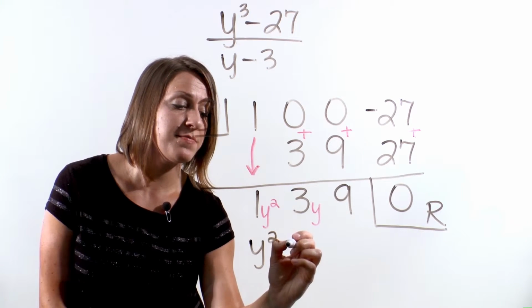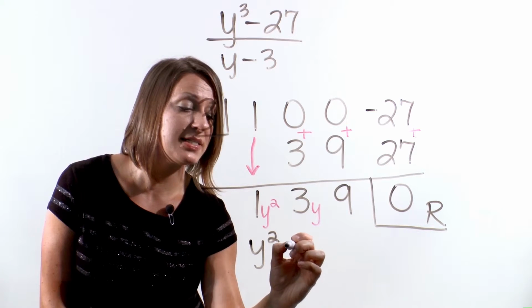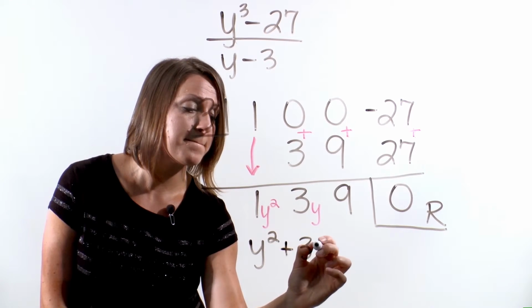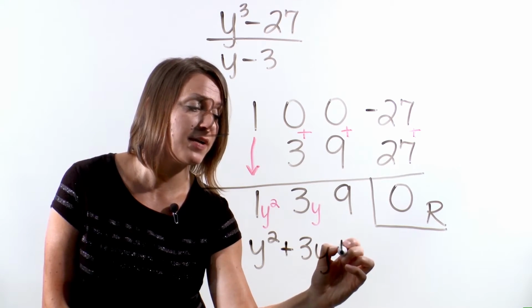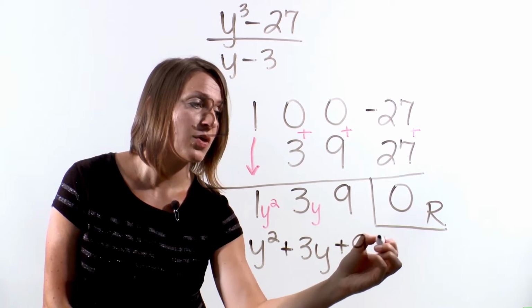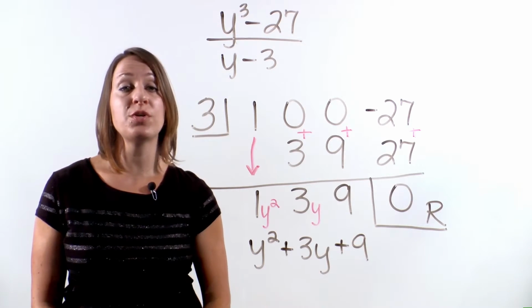We have y squared, then we have a positive 3y, and a positive 9, with the remainder of 0, which we don't have to include.